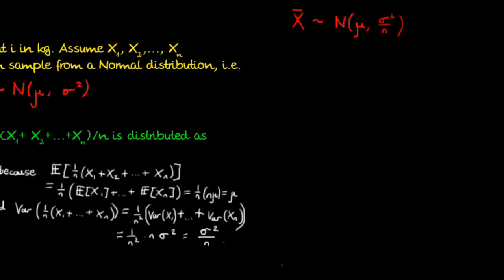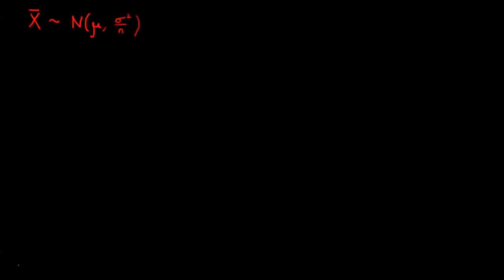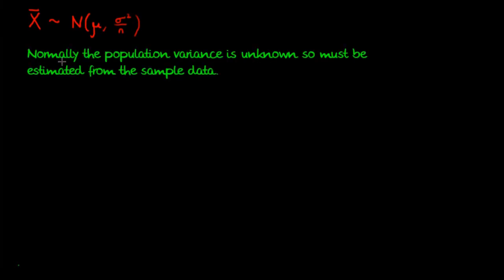Right, so our challenge now is to figure out how to use that observation. We now know that the distribution of x bar is normal with mean mu and variance sigma squared over n. How do we use that to make a confidence interval? One of the difficulties is that normally the population variance is unknown. If I were to ask you what's the variance of a cat's weight, you probably wouldn't be able to tell me, certainly not for certain. So because the variance is unknown, we've got to estimate it from the sample data.